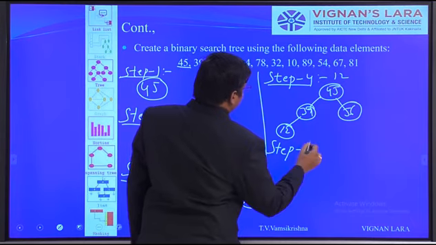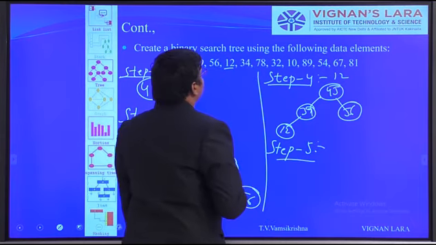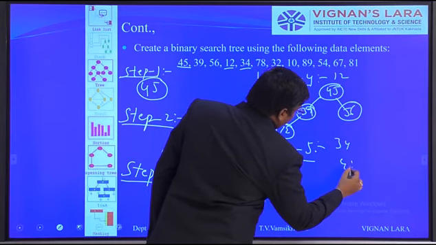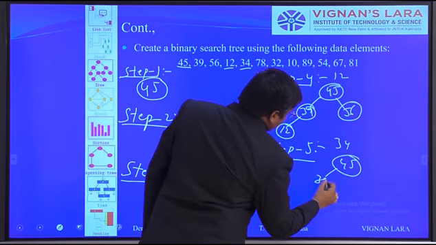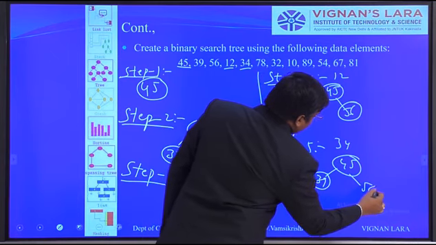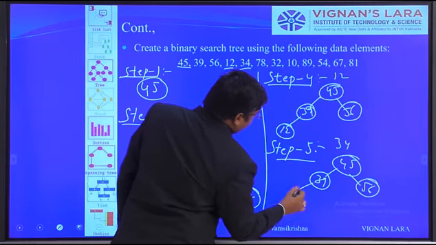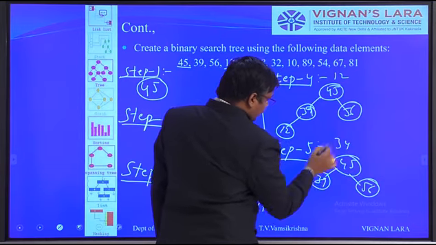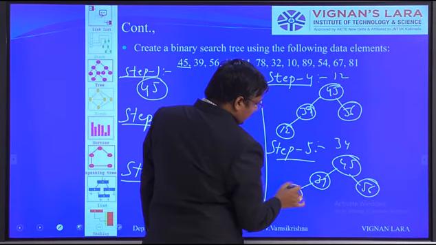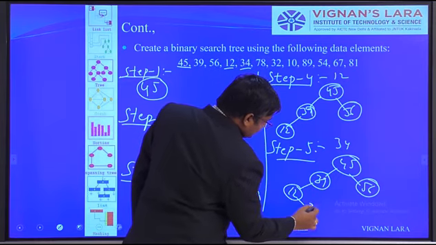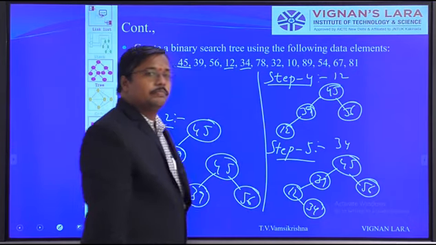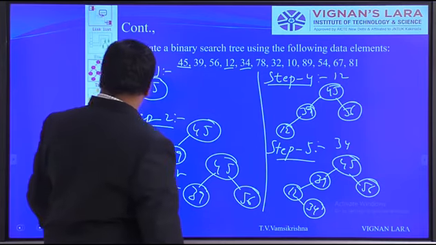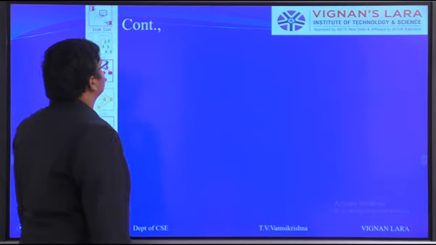Next step, step 5. In step 5 we are inserting the element 34. So 45, 39, 56, 12. Comparing 34, 45 is greater than it, 39 is greater than it, 12 is less than 34, which means insert as a right child. Okay. We'll continue the same process in the next slide.